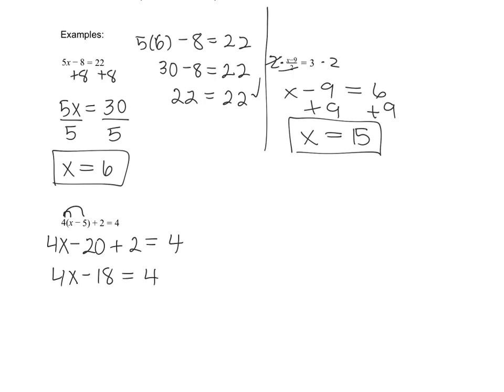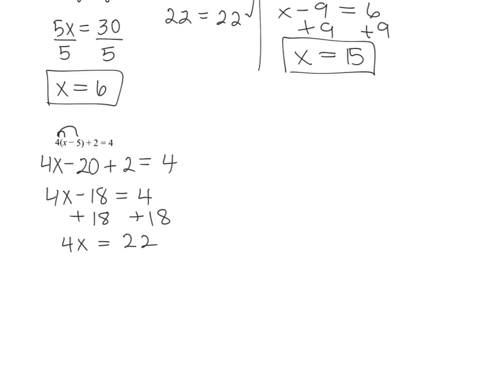Now it's very similar to the example right above. I'm going to start working to get that 4x by itself. So I'm going to add 18 to both sides. So we get 4x equals 22. And lastly, I'm going to divide both sides by 4.